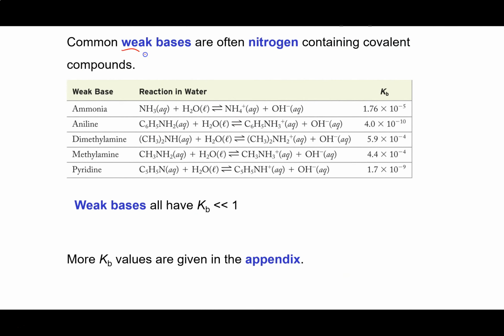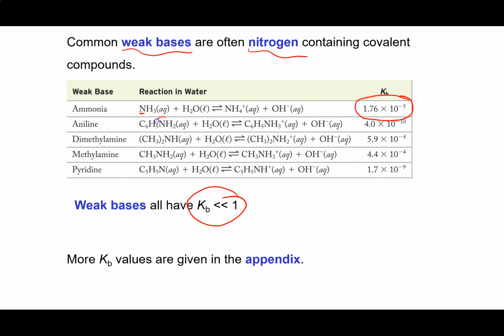Okay, what are your weak bases? Your typical weak bases are nitrogen-containing covalent compounds. They all have Kb's much less than 1, so ammonia is the classic, which interestingly, the Kb for ammonia, which is our most commonly looked at weak base, is exactly the same as the Ka for acetic acid, which is our most commonly studied weak acid. So that kind of makes it easy to remember the value, 1.76 by 10 to the minus 5.